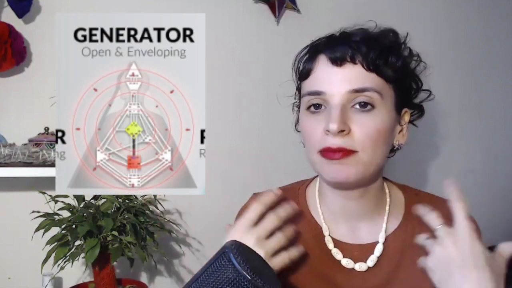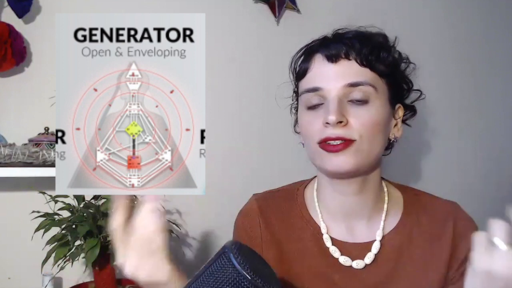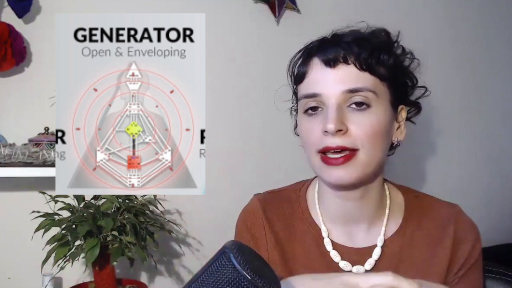Okay, the second aura type we are going to be looking at is the generator aura. Some people say they are two different auras because we have manifesting generators that have a defined sacral and a defined throat, and pure generators that only have a defined sacral. But either way, they are regarded as generators because they have the sacral defined. They make up about 70% of the population. So they're basically everywhere. Their aura is enveloping, it's pulling things towards them, so it's pulling life towards them.